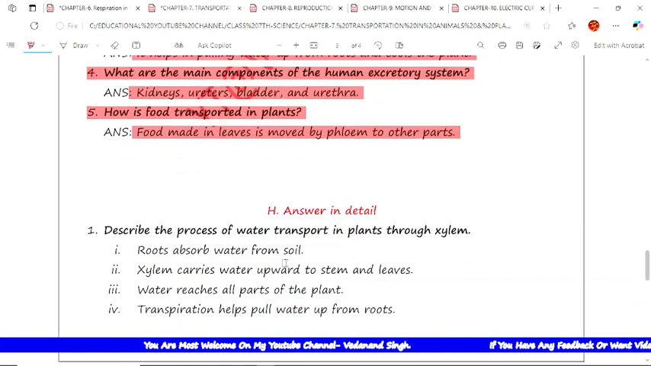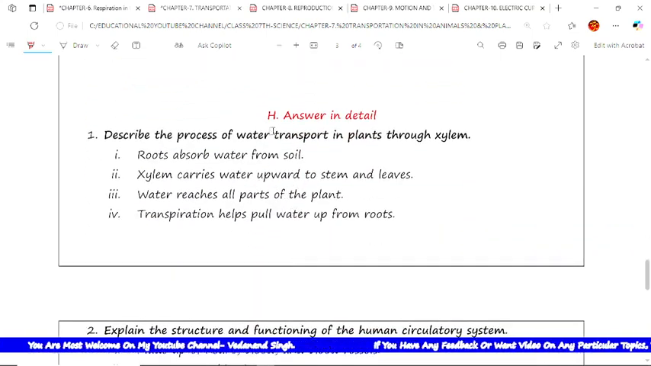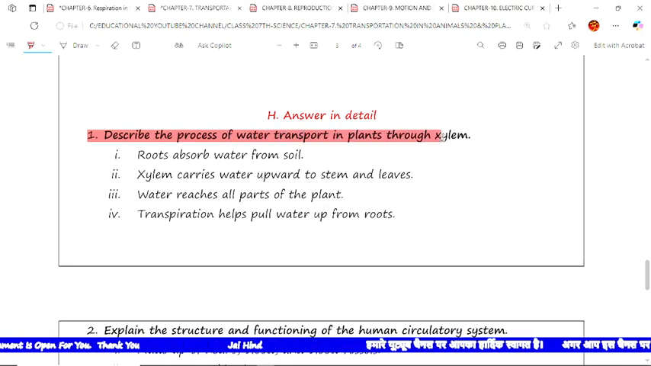Now the next part of the question is we have to give questions are given here and we have to write the answer in detail. So I have written the answer point wise, so you have to write the all points and understand each point. Now the first question is describe the process of water transport in the plant through xylem.